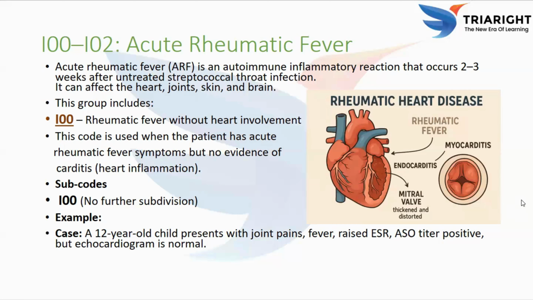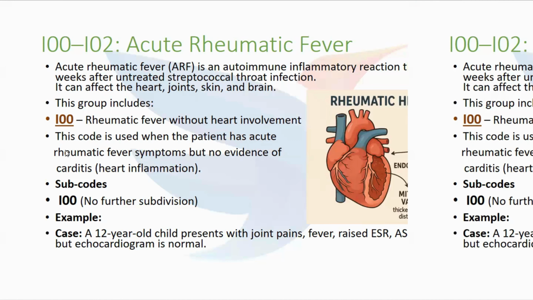From the right side, you can see the picture of rheumatic heart disease. This image shows how rheumatic fever can progress to rheumatic heart disease involving endocarditis, myocarditis and mitral valve damage. Endocarditis is inflammation of the heart's inner lining, whereas myocarditis is inflammation of the heart muscle, and mitral valve damage is thickening and distortion leading to valve disease. So rheumatic fever progresses to rheumatic heart disease. This is about the I00 code.